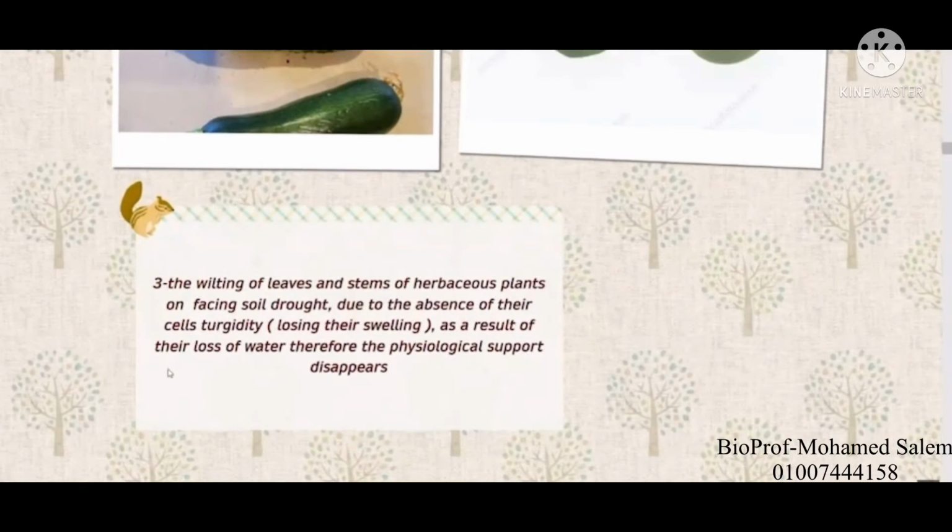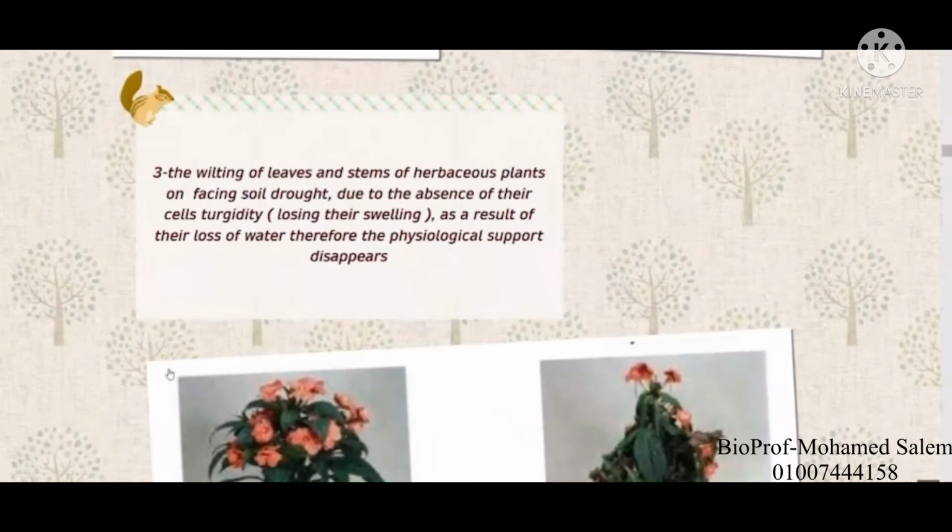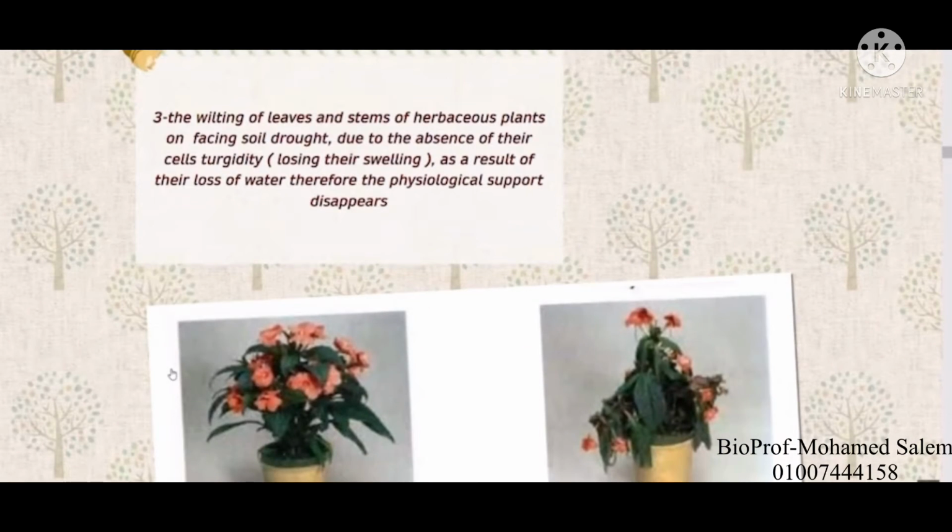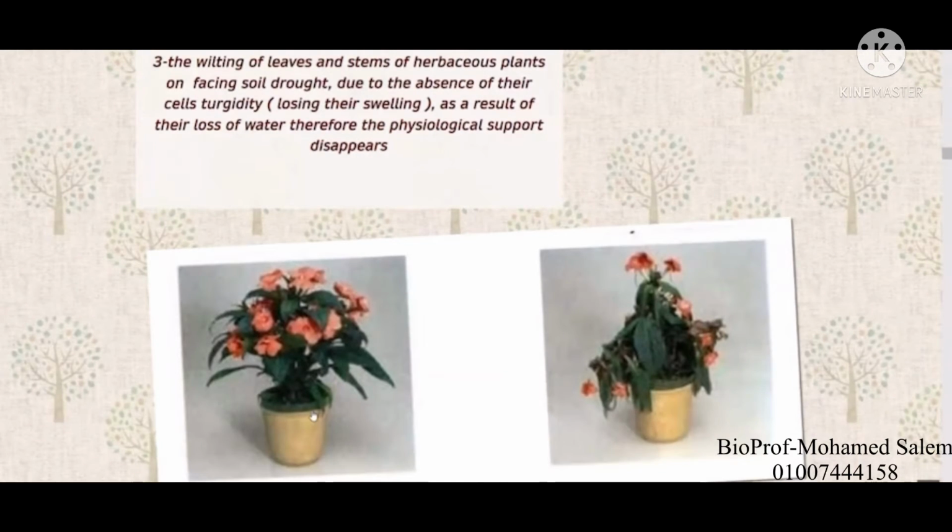After that, the third example: wilting of leaves and stems of herbaceous plants on facing soil drought. If plants are exposed to drought, they lose their turgidity and their swelling. As a result, they lose water. So this is physiological support disappearing, and the plant becomes wilted.